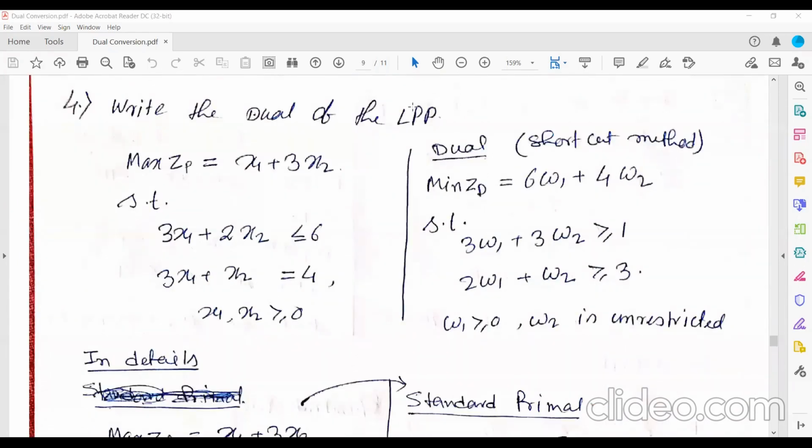Now see the next problem. Write the dual of the LPP. Max Z_P is equal to x1 plus 3x2. So it is a maximization problem.